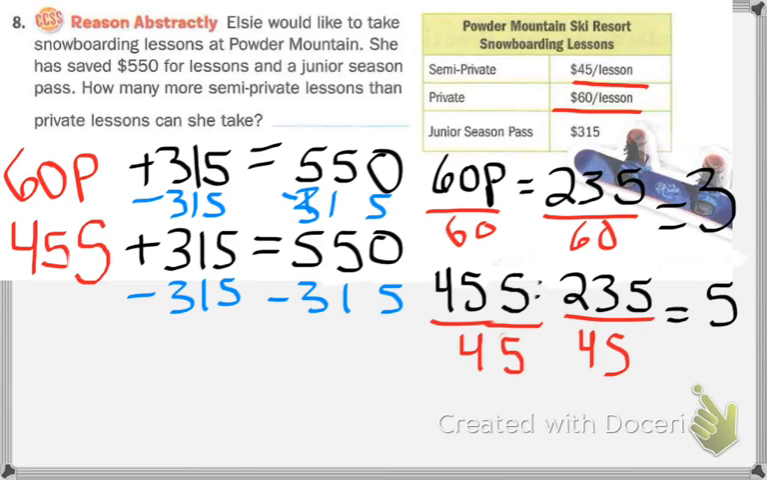So the question said, how many more semi-private than private would you get? Well, for semi-private, we just solved, and we said you can have 5, and for completely private, meaning one-on-one, you can have 3. So it's 2 more. So you could afford 2 more semi-private than you could for just all the way private.